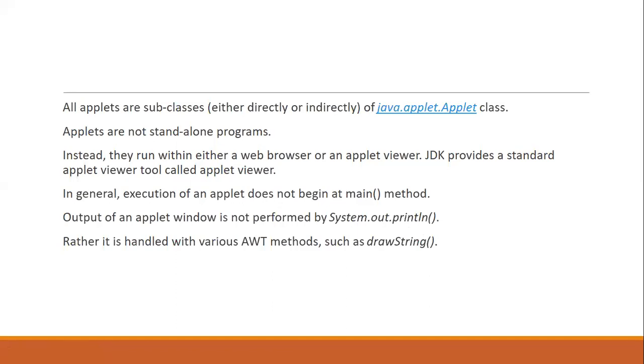Similarly, whatever contents you want to display on the applet will not be performed by System.out.println. There is a different method for that purpose. Rather, it is handled with various AWT methods such as drawString. So like our println method, there is another method called the drawString method. And some more methods are there which are used to display the contents on the applet.